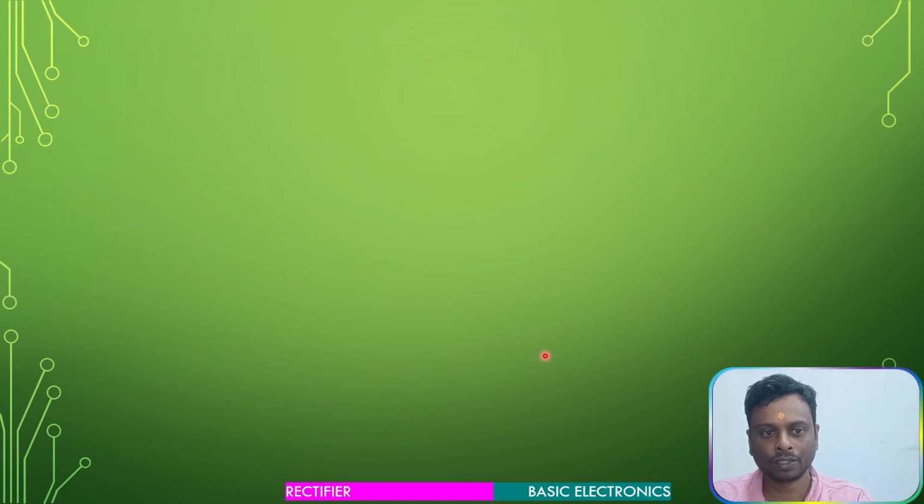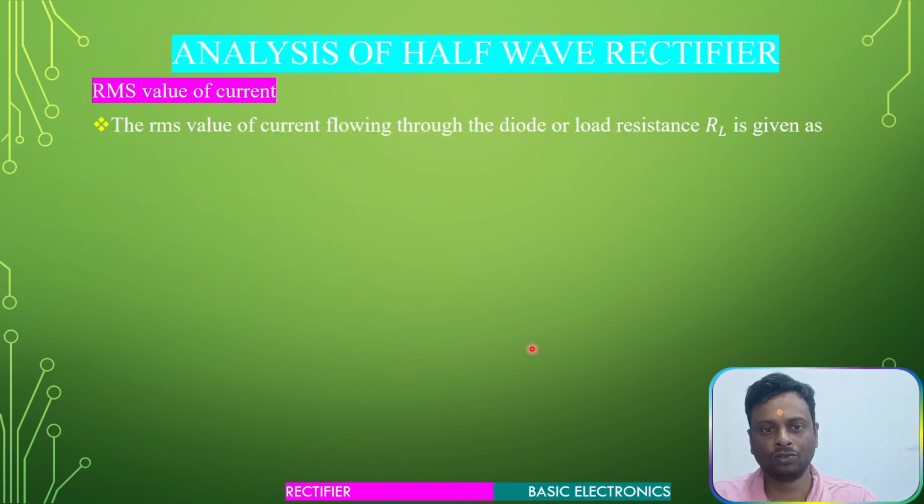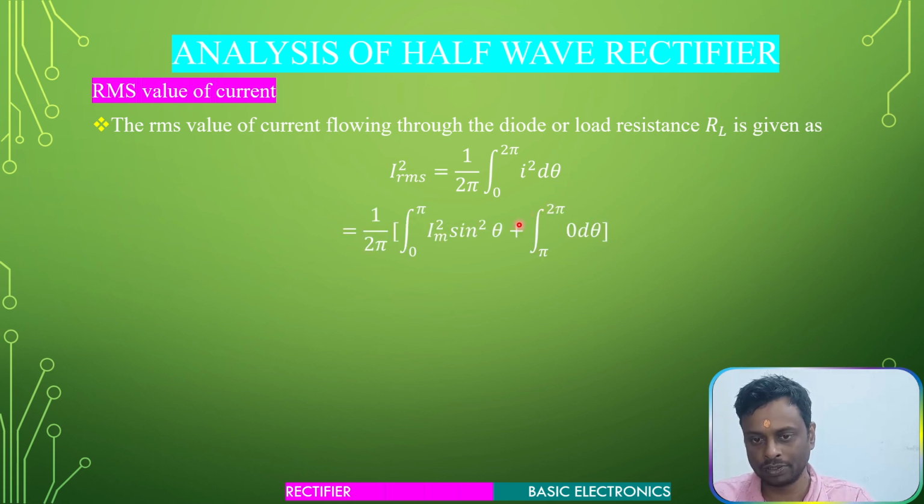Next is the RMS value of the current flowing through the diode. What is the formula? I RMS square equals 1 upon 2 pi, integral from 0 to 2 pi of I square d theta. This is the formula for finding the RMS value of the current. I equals Im sin theta, conducting from 0 to pi, and pi to 2 pi we have 0. So 0 to pi Im square sin square theta d theta.